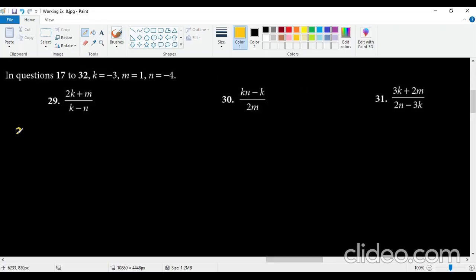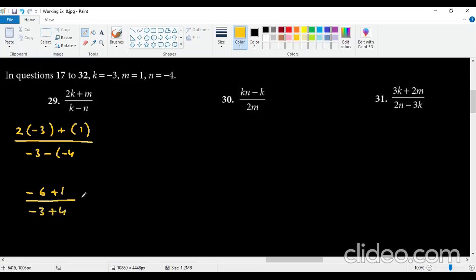Now comes question number 29. 2 times the value of k, which is a negative 3, plus the value of m is a 1, divided by k is a negative 3 once again, and minus n value is negative 4. On the numerator, you'll have a minus 6 plus 1. Denominator will have negative 3 and plus 4. So this gives you negative 5 over 1. So negative 5 over 1 is going to be a negative 5 as an answer.